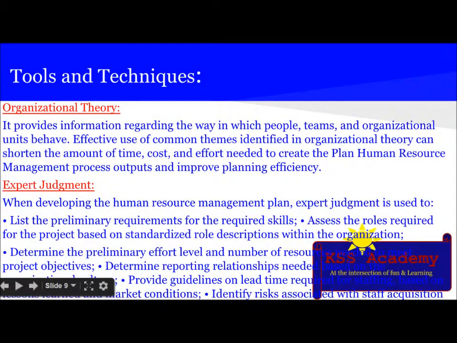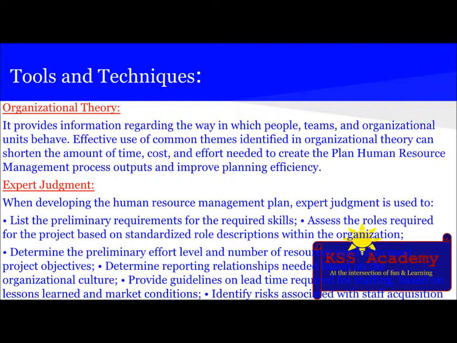The next tool and technique used is organizational theory. It provides information regarding the way in which people, teams, and organizational units behave. The effective use of common themes identified in organizational theory can shorten the amount of time, cost, and effort needed to create the plan human resource management process outputs and improve planning efficiency.